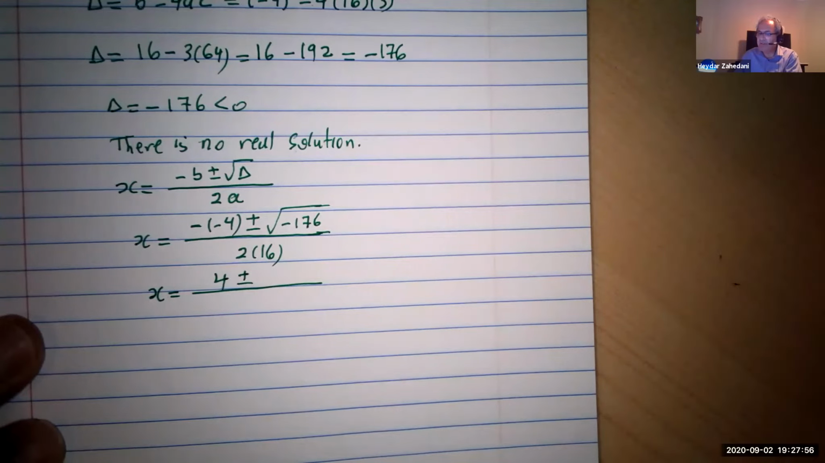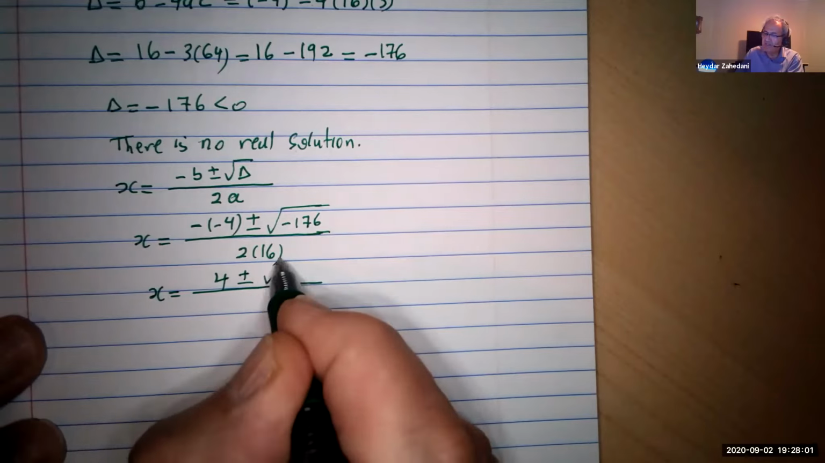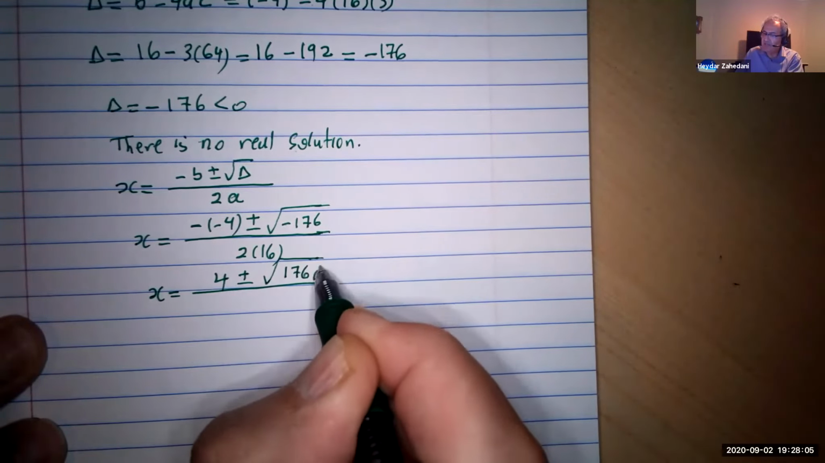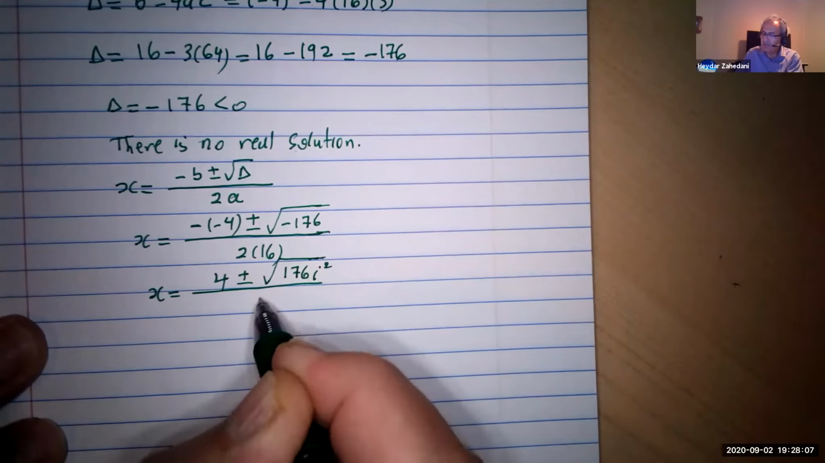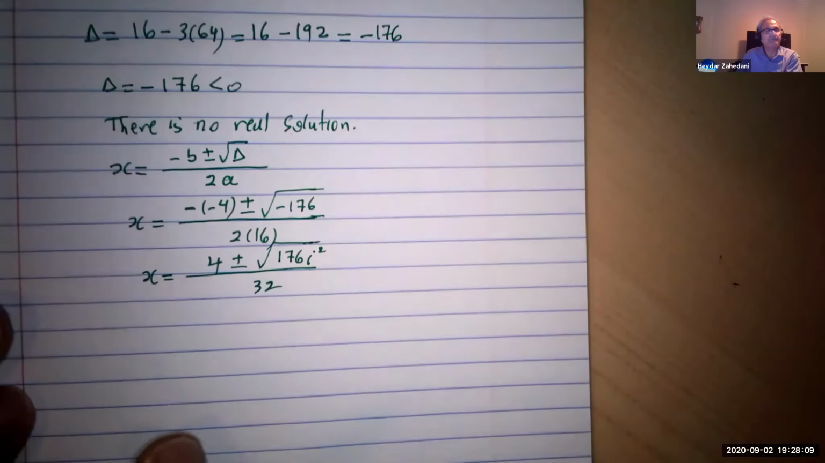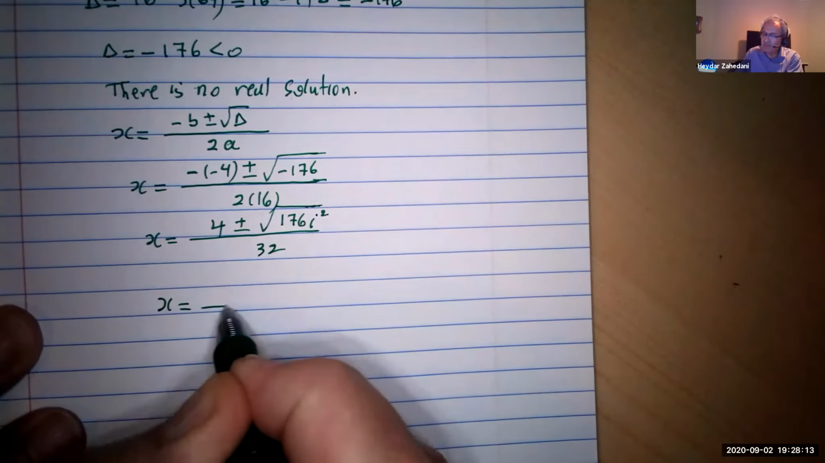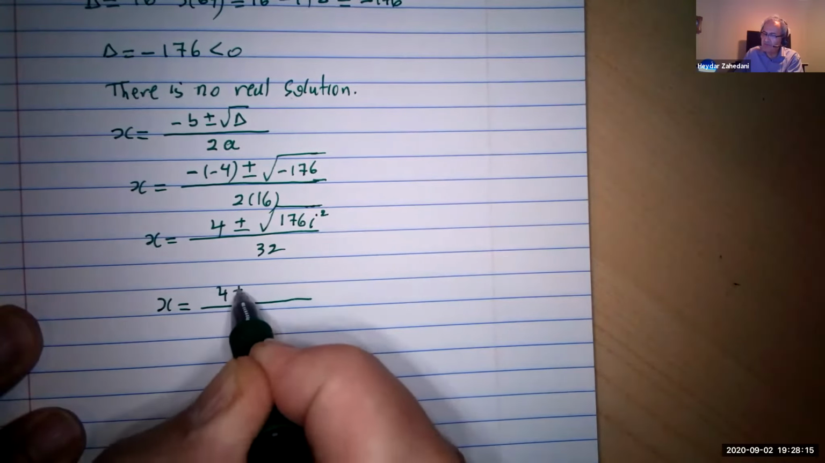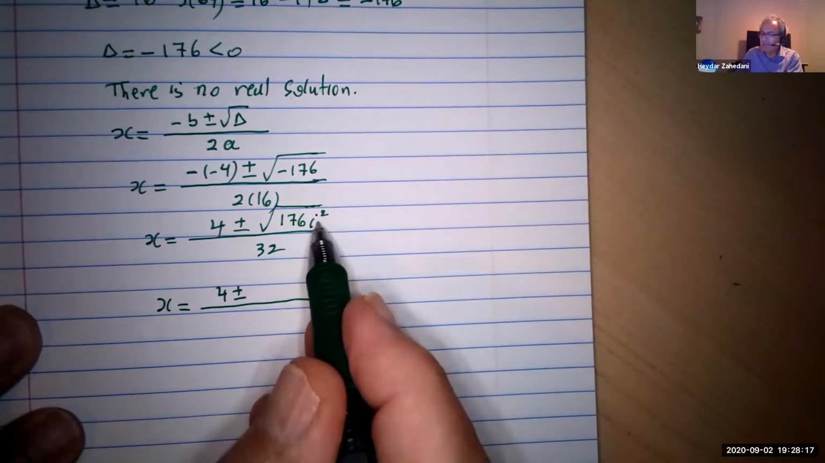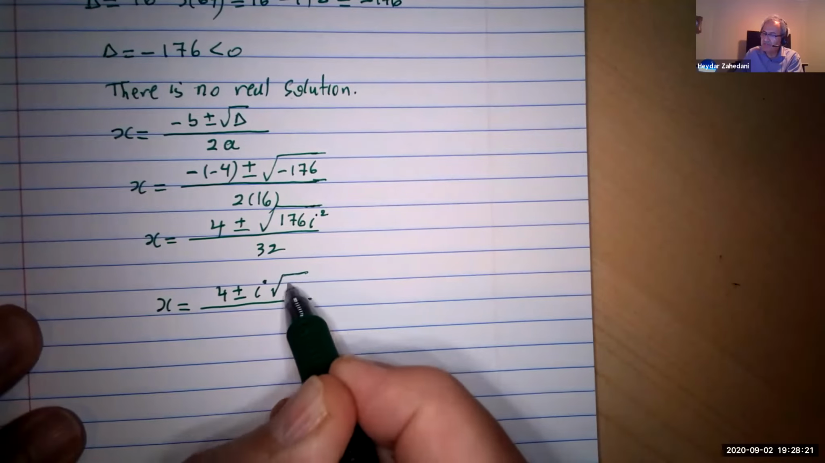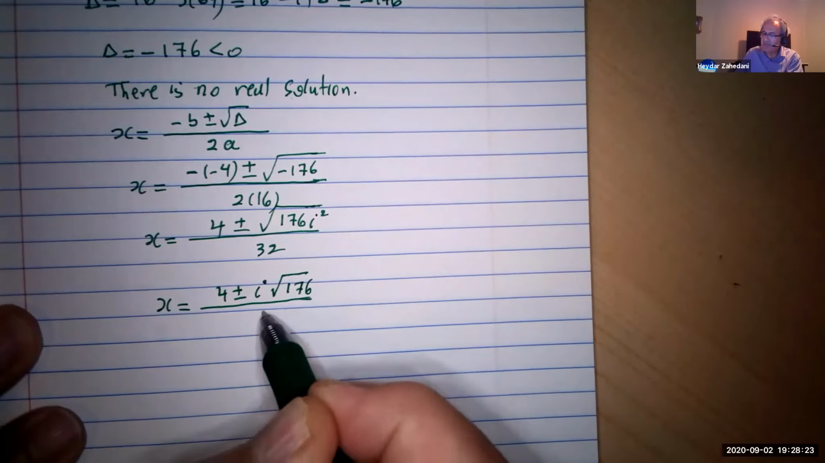Now we take care of this. For the complex numbers, remember, we replace that negative sign by i squared. So we make it into 176 i squared over 32. Then we try to simplify it, so x equals 4 plus or minus, i squared would be i, so we bring it out, square root of 176, divided by 32.